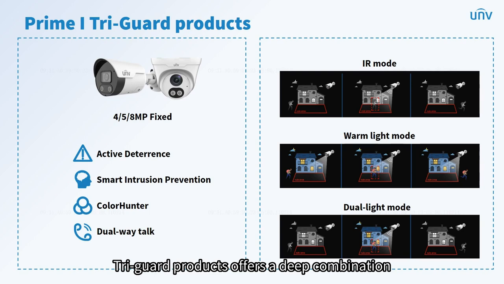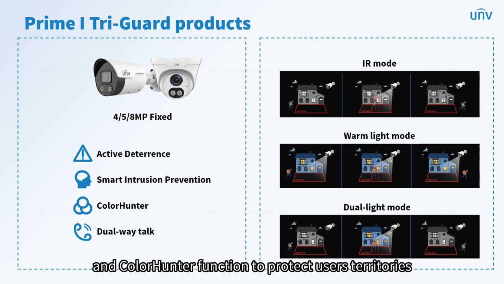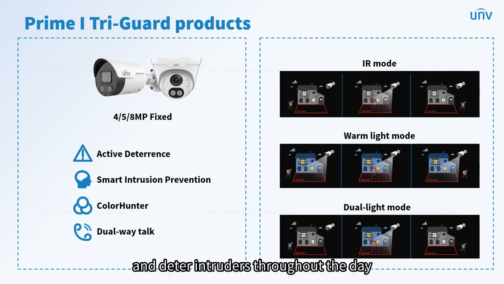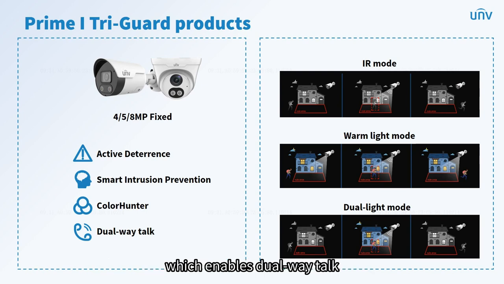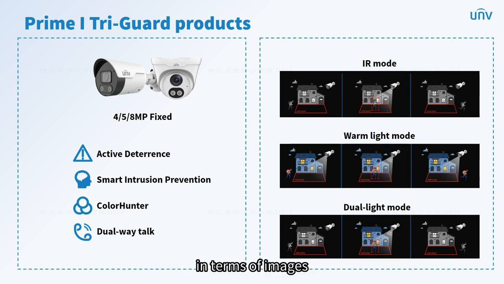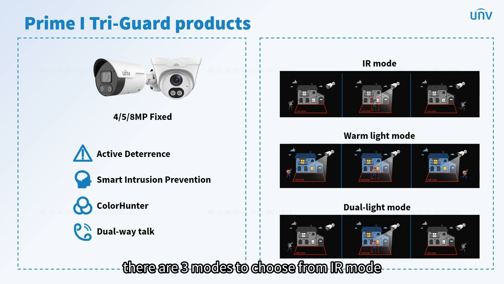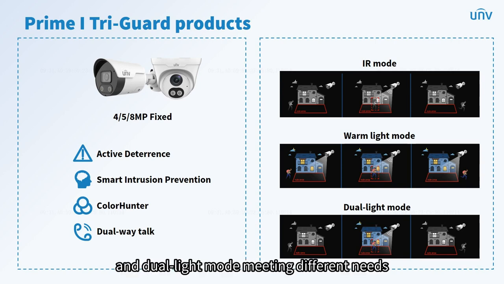Tri-Guard products offer a deep combination of active deterrence, smart intrusion prevention, and Color Hunter function to protect users' territories and deter intruders throughout the day. Tri-Guard is equipped with a microphone and speaker, which enables two-way talk between the user and the scene, and the optional voice content of the speaker can give an active deterrence to intruders in sound and scare them off. In terms of images, there are three modes to choose from: IR mode, warm light mode, and dual light mode, meeting different needs.